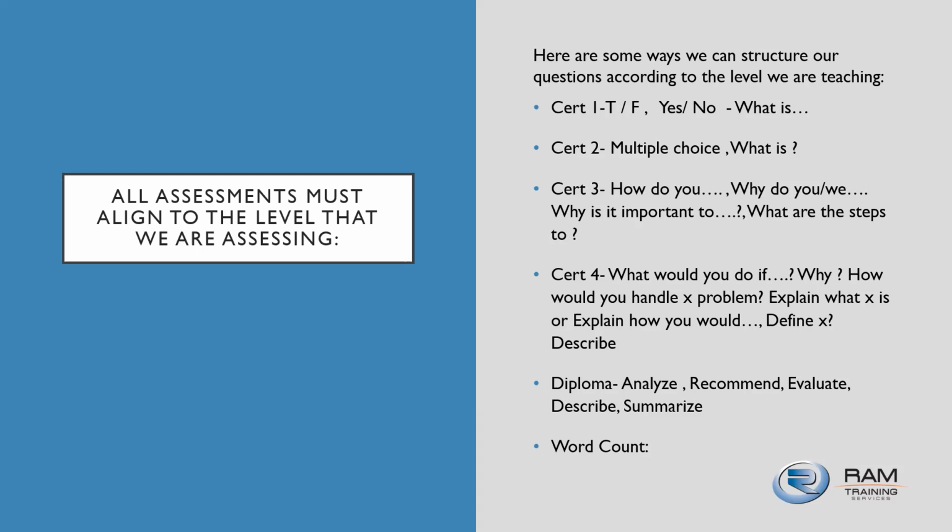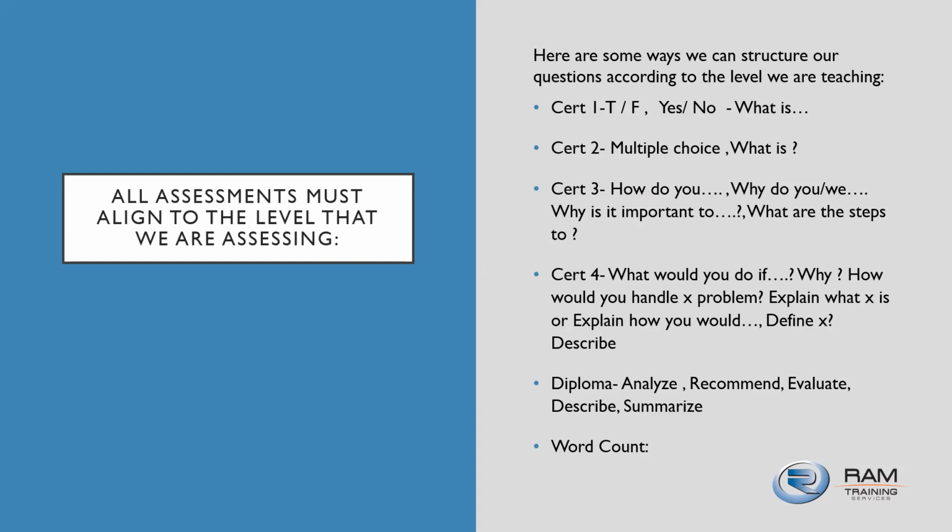All right. Cert 4, we've got what would you do if X, Y, Z happened? Why would you do X, Y, Z? How would you handle X problem? So how would you handle the coffee machine breaking down? What would you do? All right. Explain what X is, or explain how you would, or define X. Define the policies and procedures around using X piece of equipment.